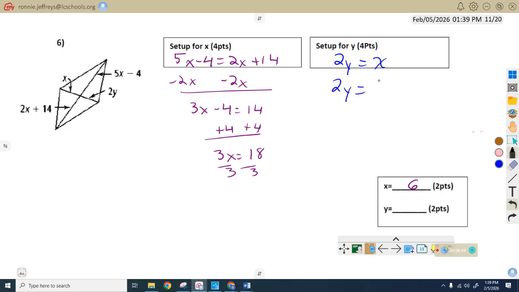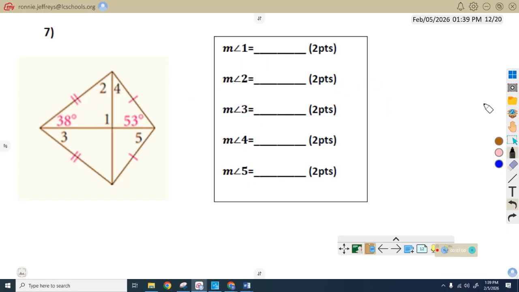So, setting up for x, 2y equals 6. All right, so that was number 6. Moving on to this next one.